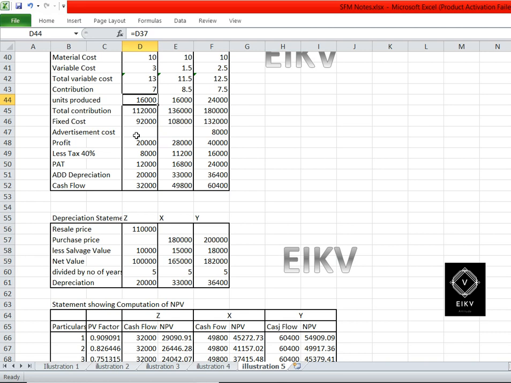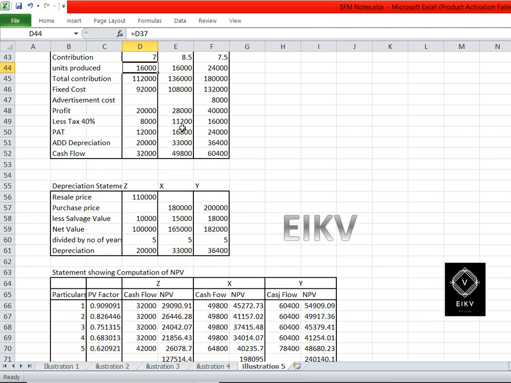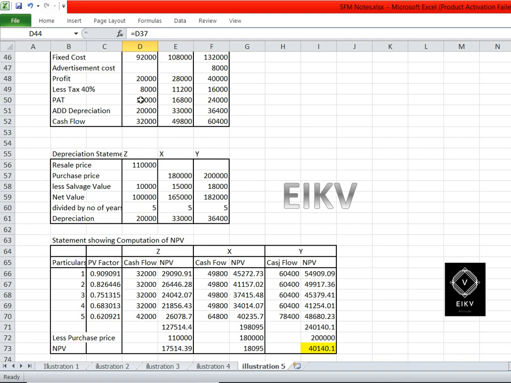I have already explained about the advertisement cost. That way, the advertisement cost shall also be deducted from the contribution. The advertisement cost is only for product or machine Y. After that, we need to compute the cash flow.